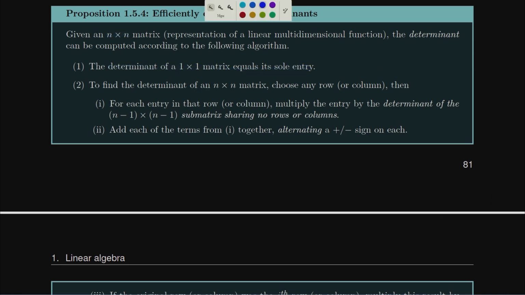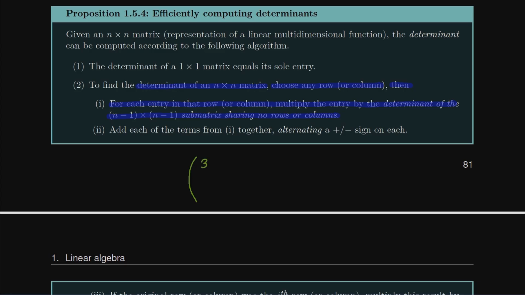Well, once you know that about one-dimensional matrices, you can find the determinant of any larger matrix by choosing any row or column, and then for each entry in that row or column, you're going to multiply the entry by the determinant of the submatrix sharing no rows or columns. What do I mean by that?